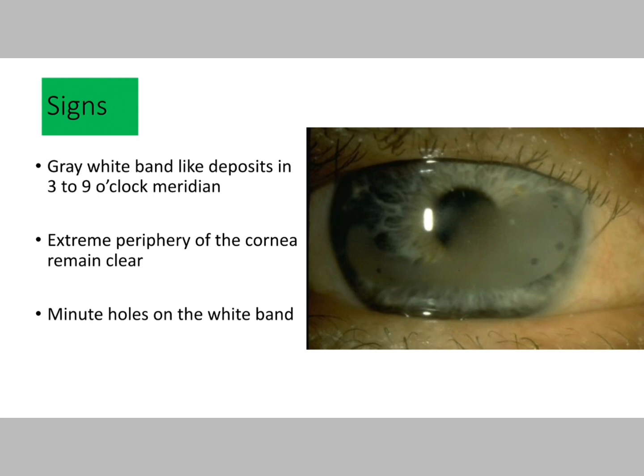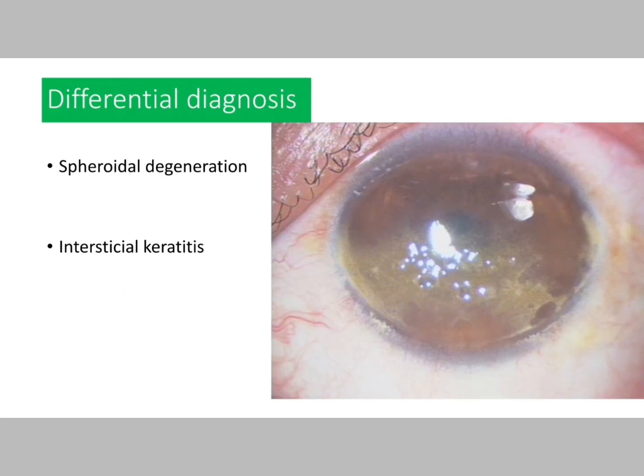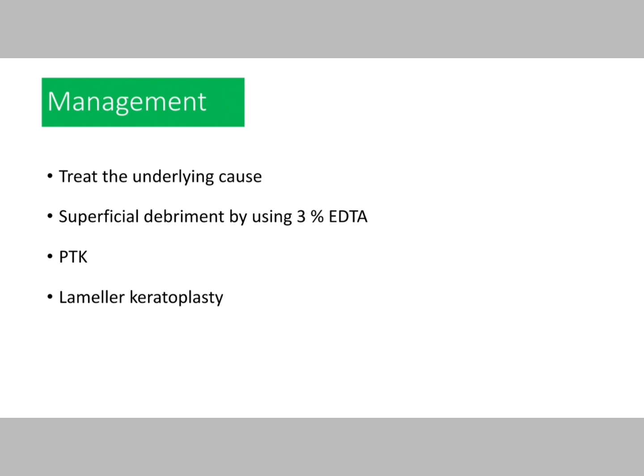But if the calcium deposits remain for a chronic, prolonged time, and extend to the anterior stroma, then EDTA is not that helpful. So here you can try PTK, that is phototherapeutic keratectomy, or lamellar keratoplasty. So you will go to surgical treatment when the patient is very symptomatic or suffering very much. Otherwise, leave it as it is.